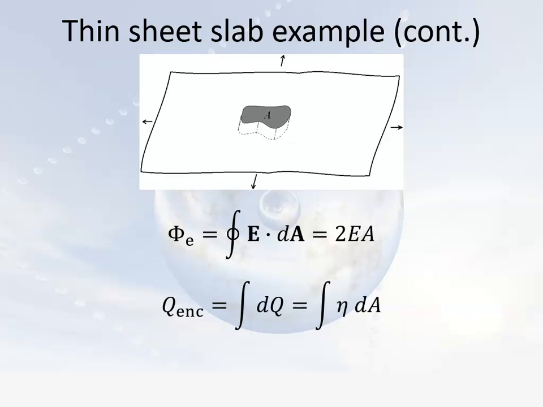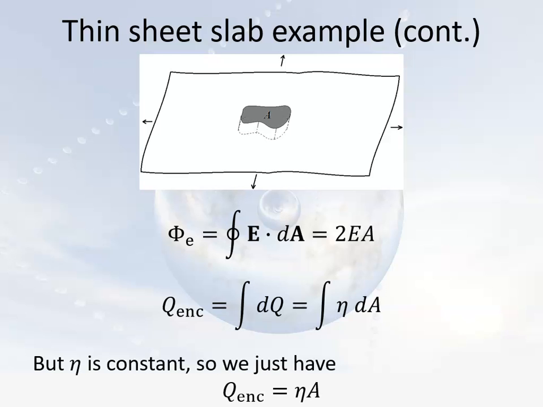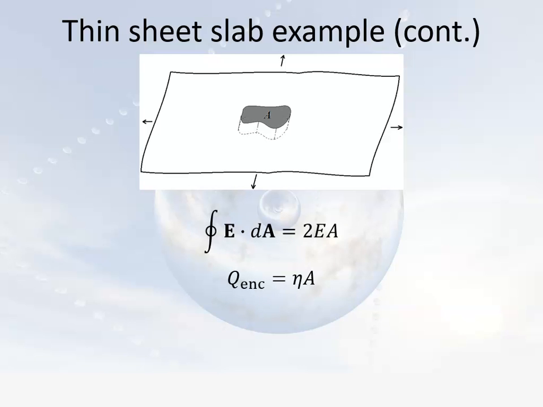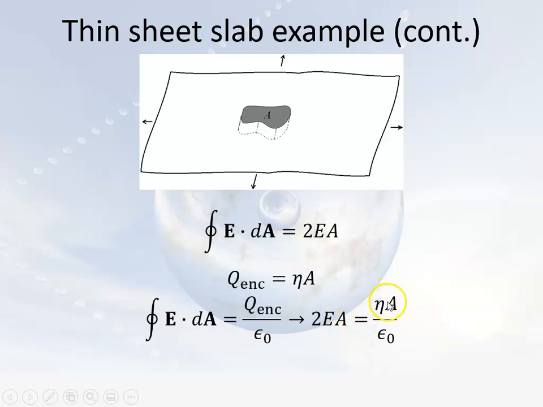Eta pops out, so we're just going to be left with the integral of dA. Well, that's called A. So the enclosed charge is just eta times A. So the left side of Gauss's law is 2EA. The right side of Gauss's law is eta A over epsilon naught. Yeah, don't forget that epsilon naught. Lots of people do. So we have 2EA equals eta A over epsilon naught.